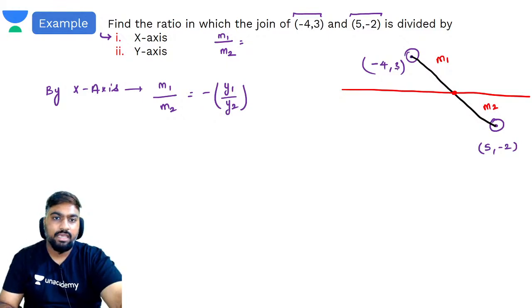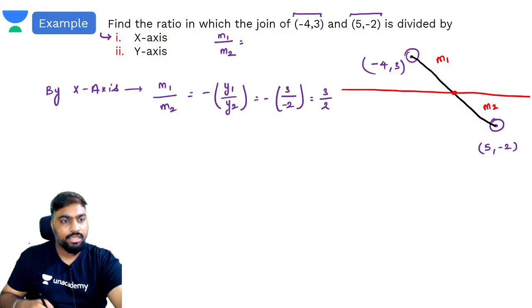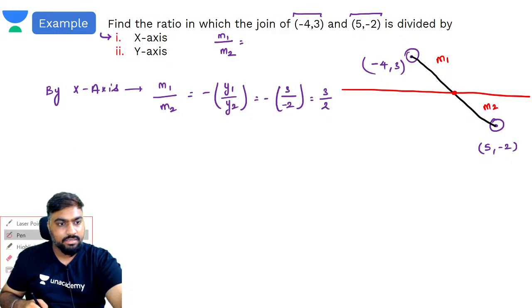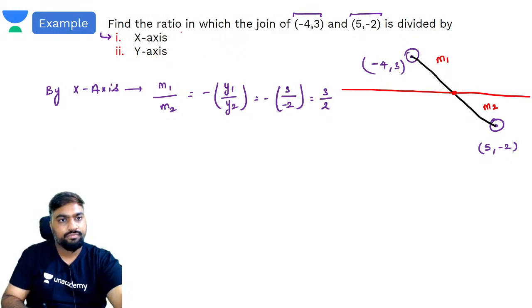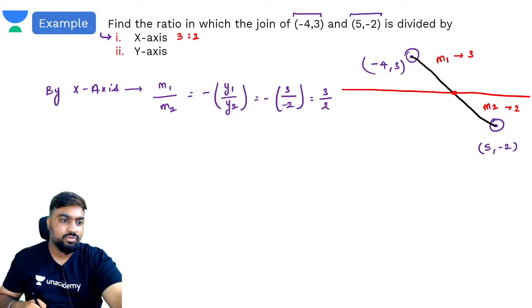So here what is y1? 3. Minus of 3 by y2, what is y2? Minus 2. Yes, minus of minus, the minuses cancel, so you have 3 by 2. So the ratio in which the x-axis divides is what? 3 is to 2. This is 3 parts, this is 2 parts. Understood? Yes, Nalin? So the x-axis ratio will be 3 is to 2.